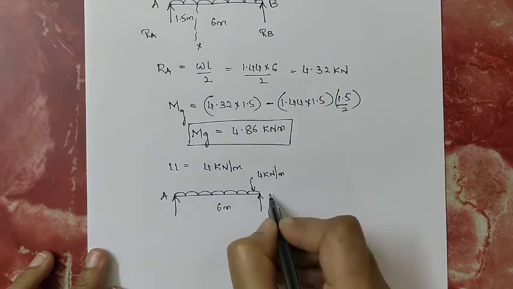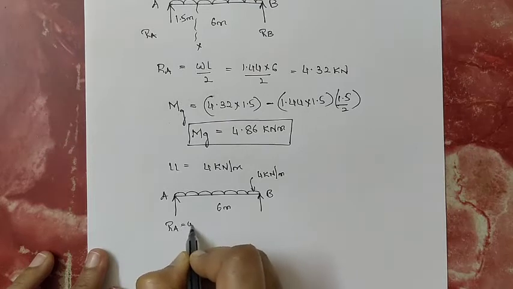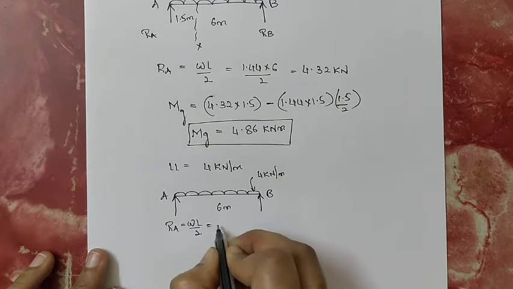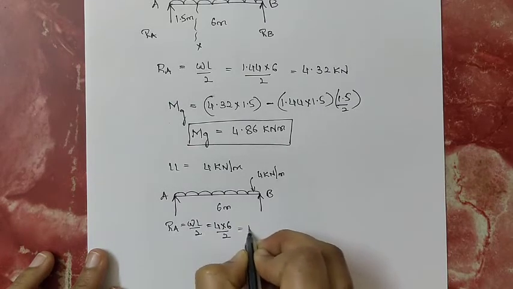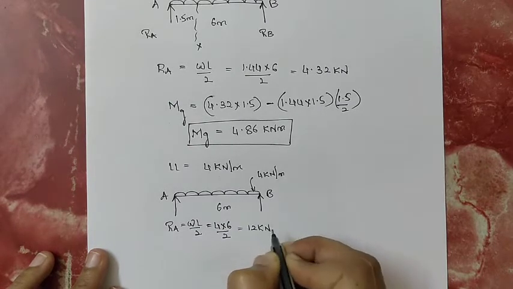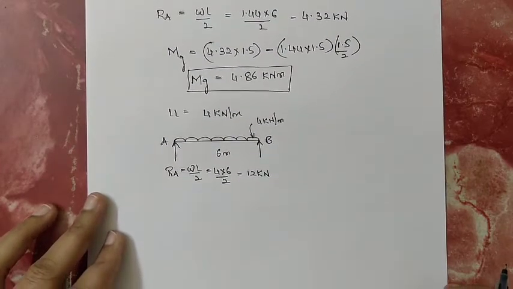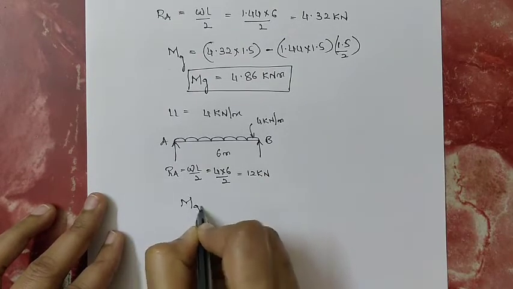You need to calculate the reaction RA and RB. Same formula, that is WL divided by 2. Upon simplification, that is 4 into 6 divided by 2, which will be equal to 12 kilonewton. Now calculate live load moment, it is denoted by MQ.